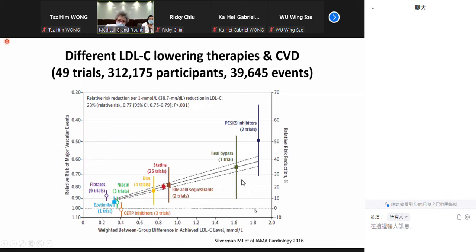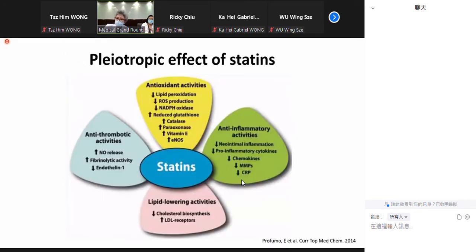And essentially, there is a dose relationship. But by and large, a 1 millimole per liter reduction in LDL cholesterol is associated with about 20% reduction in cardiovascular diseases, based on more than 50 trials, 300,000 participants and 40,000 events. On top of that, there are a lot of studies showing that statins, which originated from plants and have a very complex structure, have so-called pleiotropic effects.